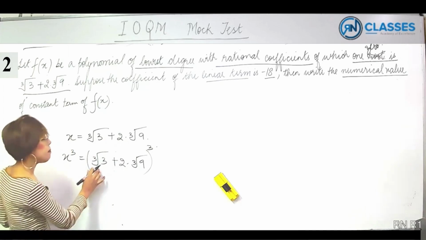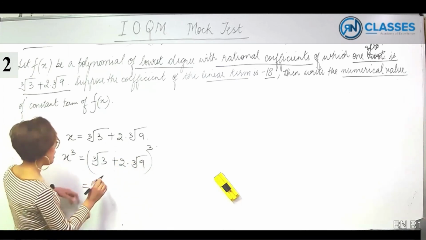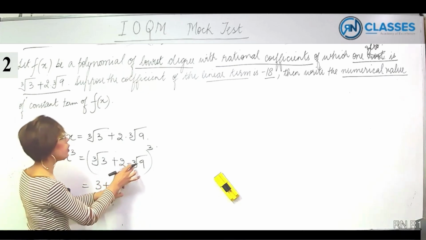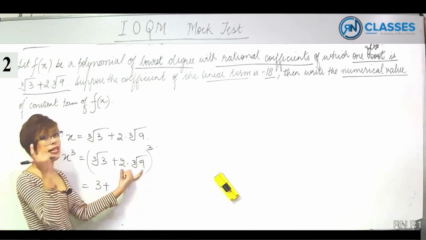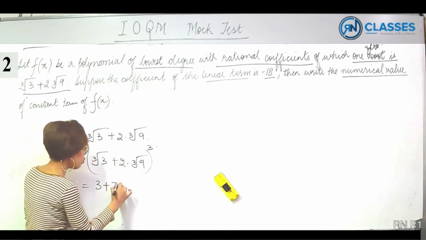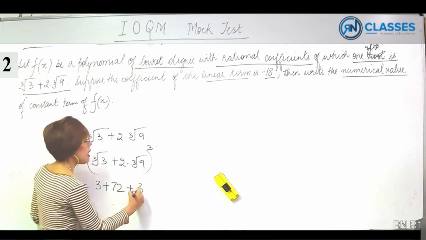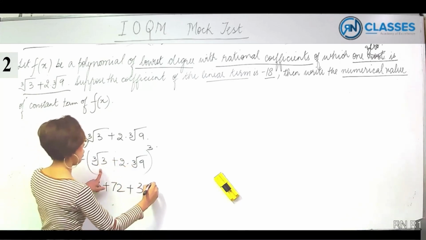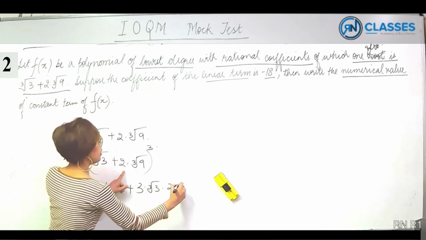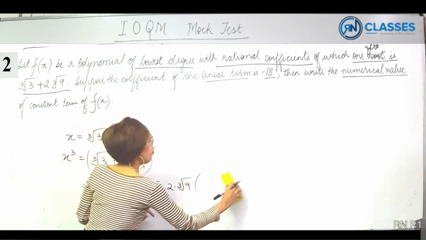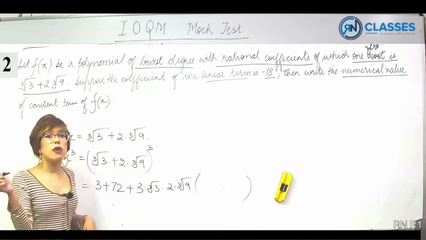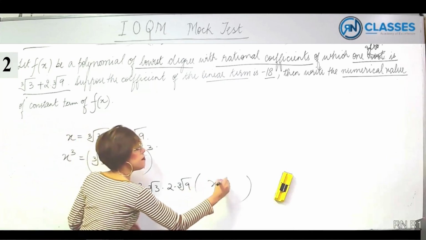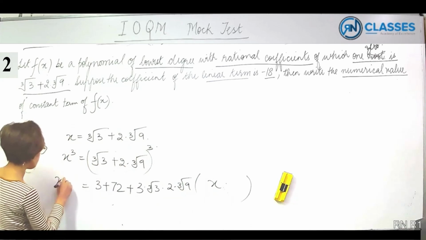So a plus b whole cube I can write: that is a cube, which is 3, plus b cube, which is 2 into cube root of 9 whole cube. So 2 cube is 8, 8 into 9 is 72, plus 3ab. So multiply that: cube root of 3 into 2 into cube root of 9, into a plus b. That is 3ab into a plus b. Now a plus b you have substituted as x. This is equal to x cube.